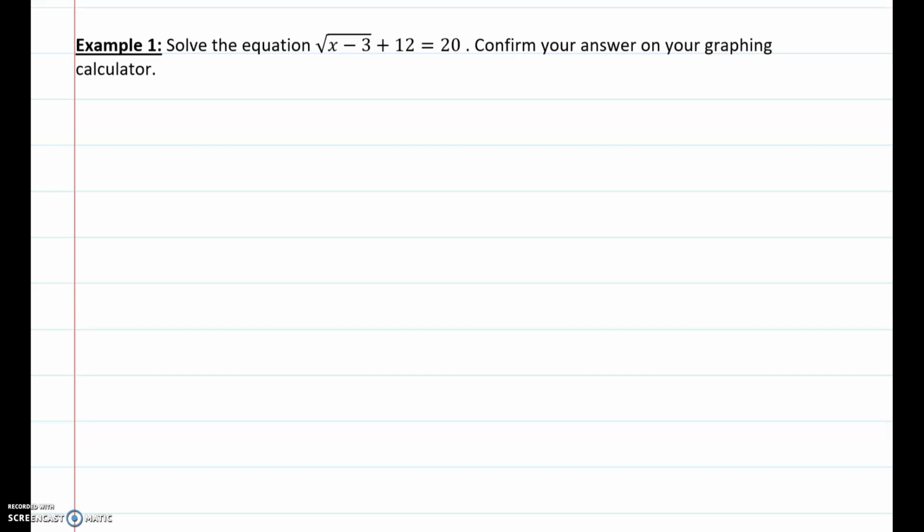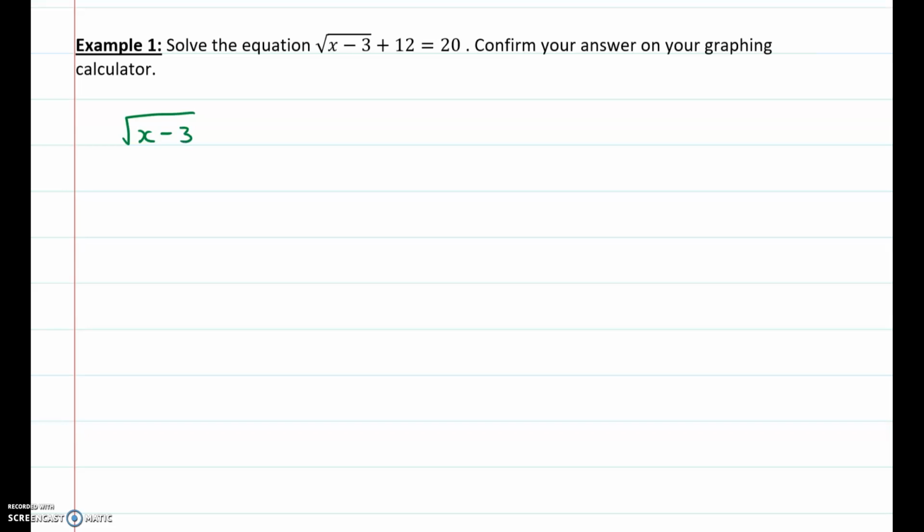Okay, here we're going to try and solve the equation square root of x minus 3 plus 12 equals 20, and we'll confirm our answer on the graphing calculator. So when we're trying to solve an equation that contains a square root, what we'll do is try and get that square root part of it on its own. So let's begin like that.